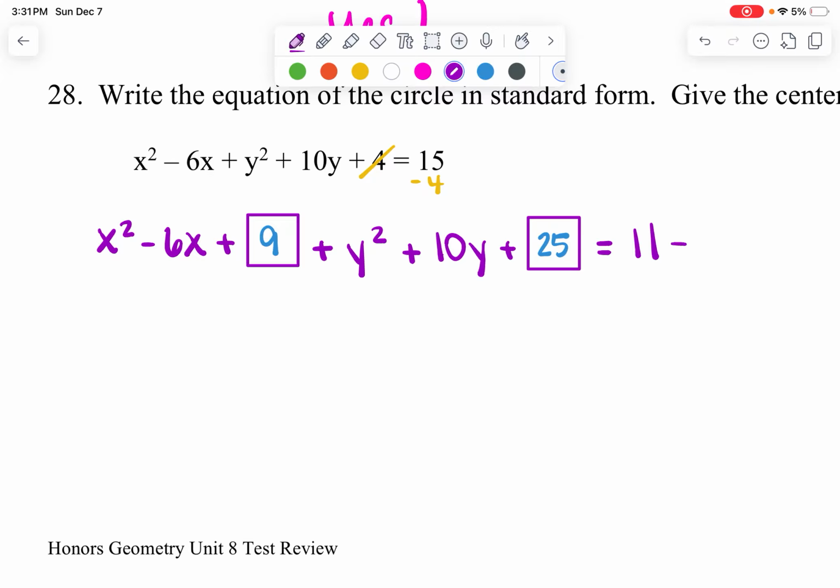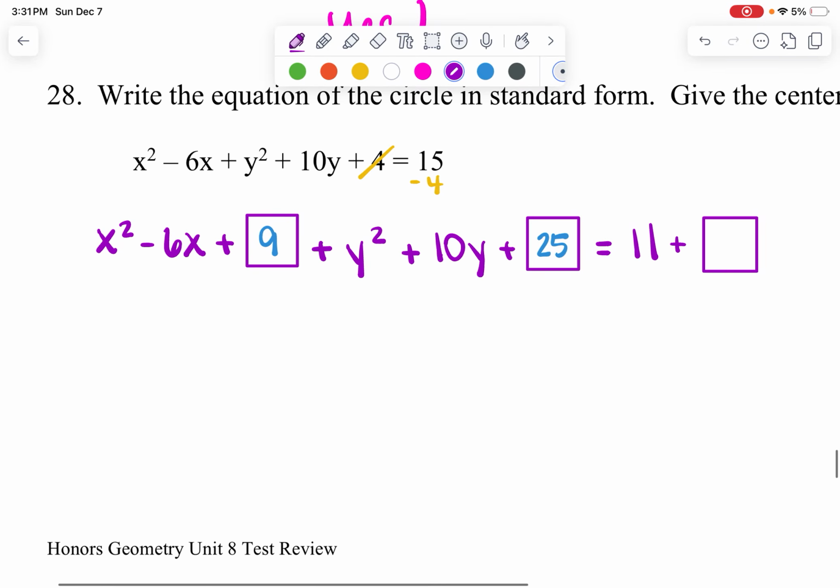Now, what I don't want to forget, and I actually forgot to draw the box, you have to remember that you can't randomly add a 9 and a 25 to the left side of an equation unless you balance it on the other side. So I just added 34 to a problem that was not there originally. So I need to make sure that I add that same 34 to the right side of my equation.